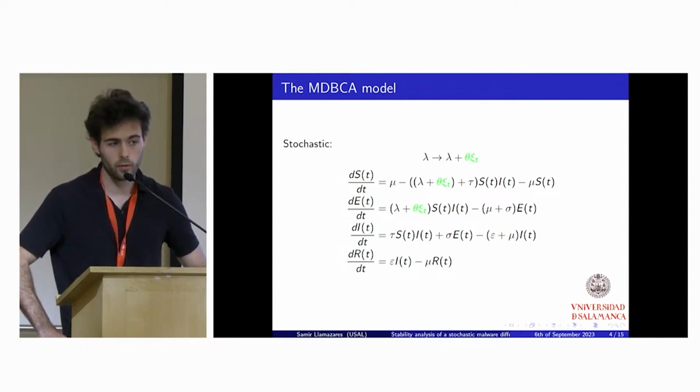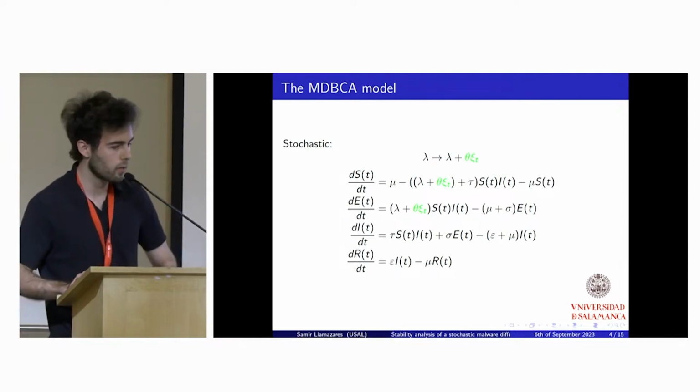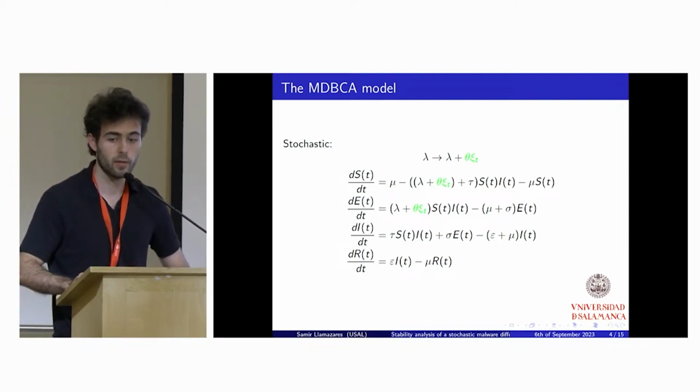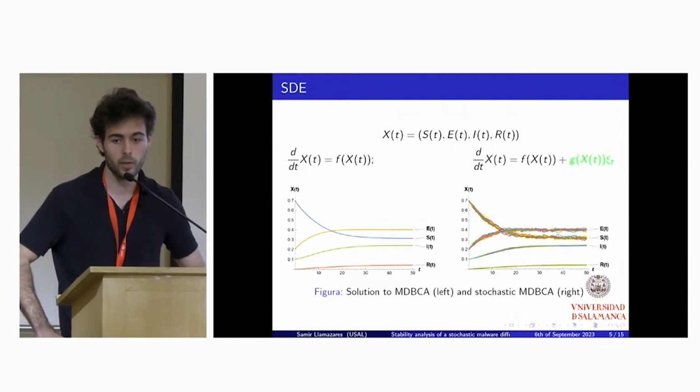For this reason, Professor Tocino and I considered a slightly different model in which the incidence given by the parameter lambda was substituted by a constant plus some noise. This noise is used to capture the randomness present in the interaction between an infected and a susceptible node, and also the chance of the infection spreading. So now, instead of a deterministic equation, we have a stochastic differential equation. This means that the solution is no longer a deterministic function, but rather a random function.